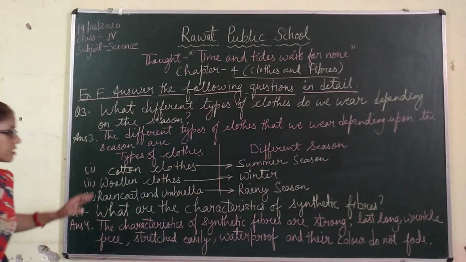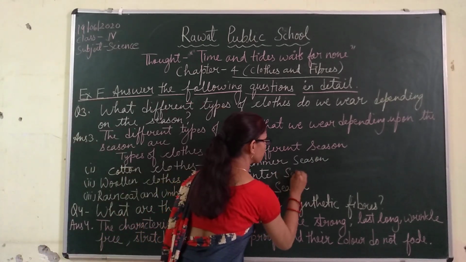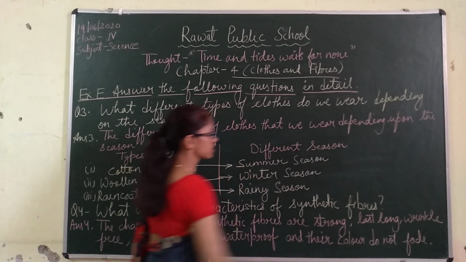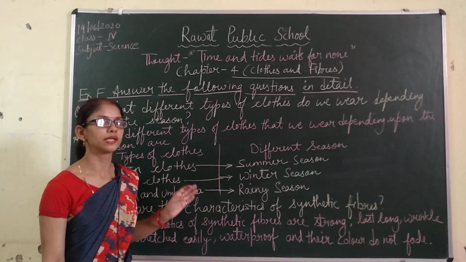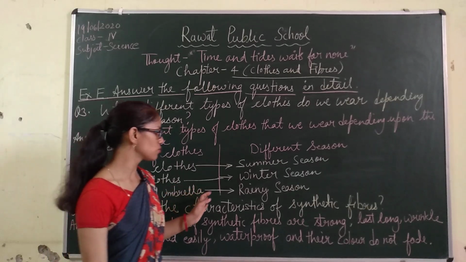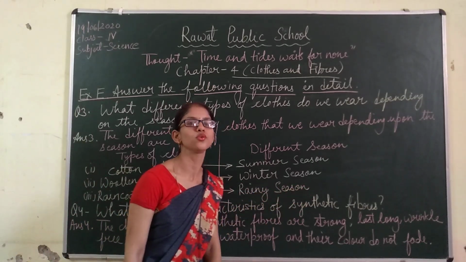The second one is woolen clothes, and during the winter season we used to wear the woolen clothes. The third one is raincoats and umbrellas, and they are made up of waterproof material. So we used to wear these clothes during the rainy season or the monsoon season.